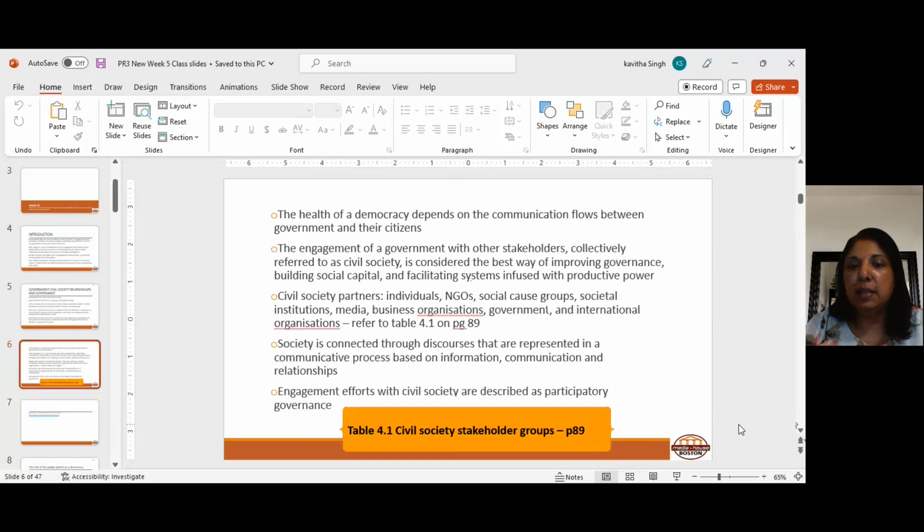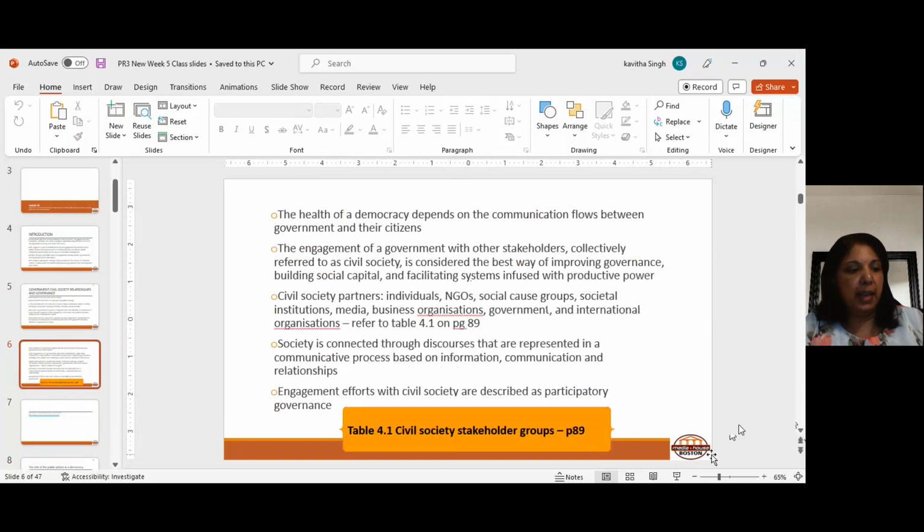Civil society partners include non-government organizations. So these are your organizations, not non-profit organizations. If you look at Gift of the Givers, it's a non-profit or a non-government organization. Social cause groups, societal institutions, media, business organizations, government and international organizations.